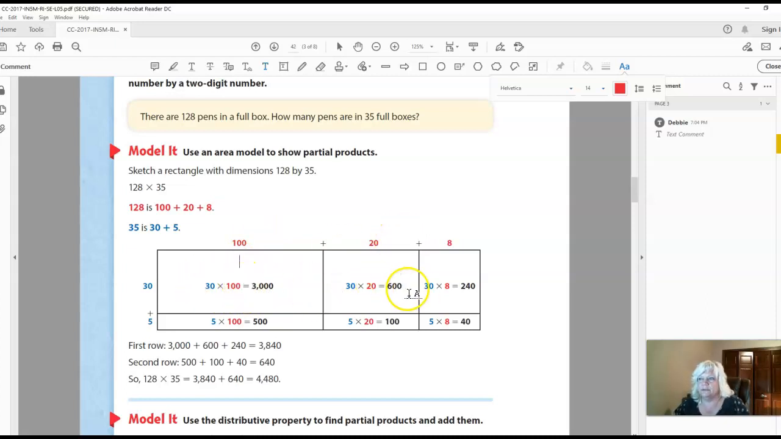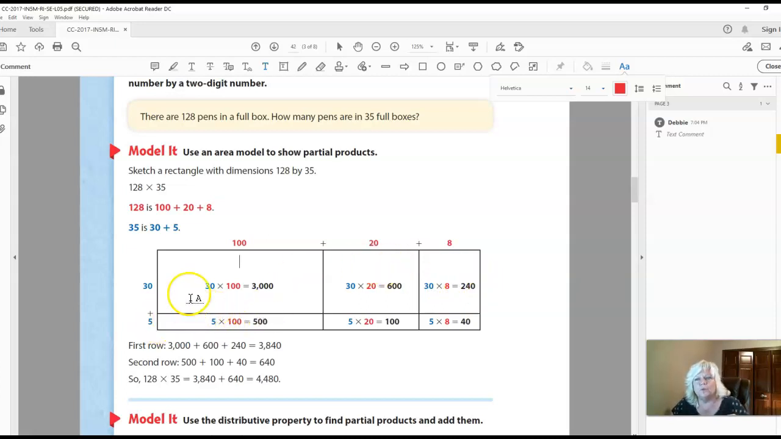The next one is going to be right over here. We're going to have 30 because we're still in the 30s area all across here. 30 times 20: 3 times 2 is 6, and 2 zeros. I love those zeros. And then our last one is 30. We're still in the 30s row, and then in the column, it's 8. I know that 3 times 8 is 24. Add that 0. Now I'm not done because I still have to do the 5.